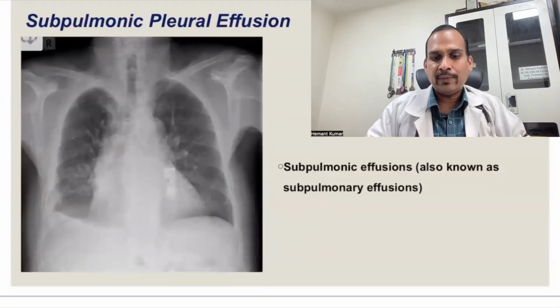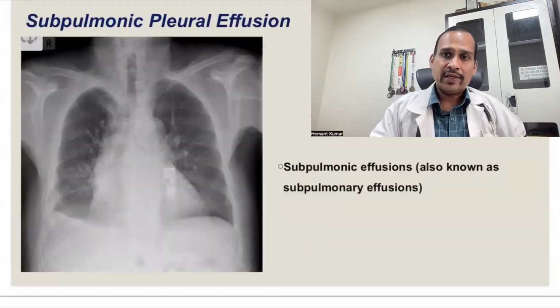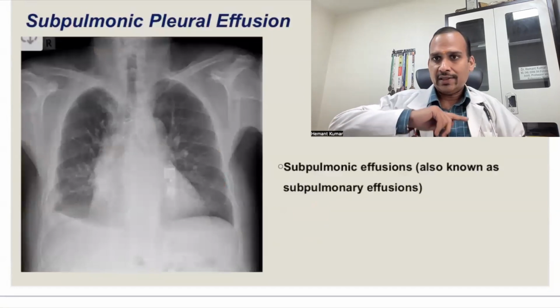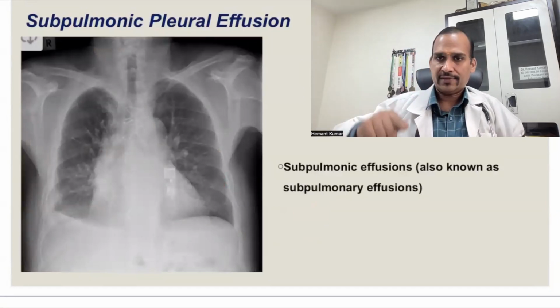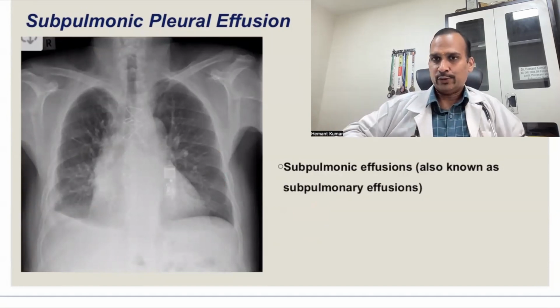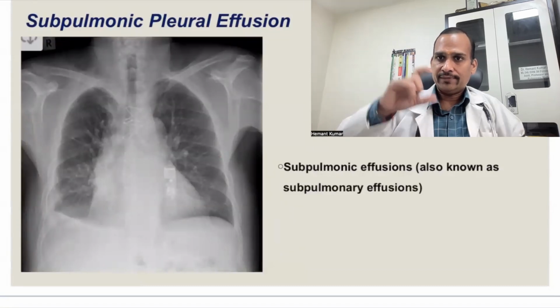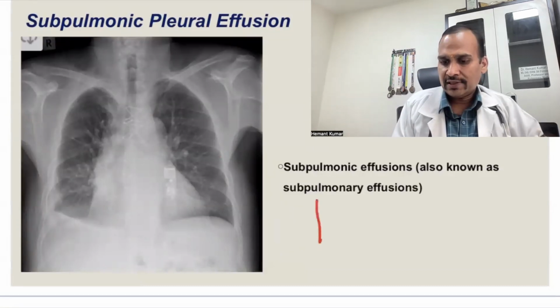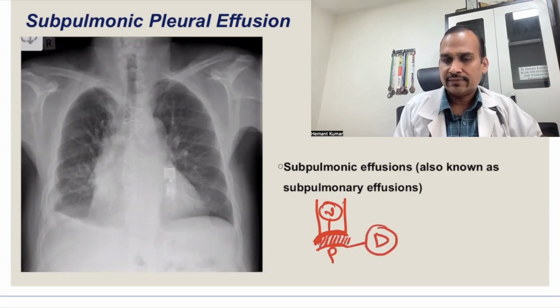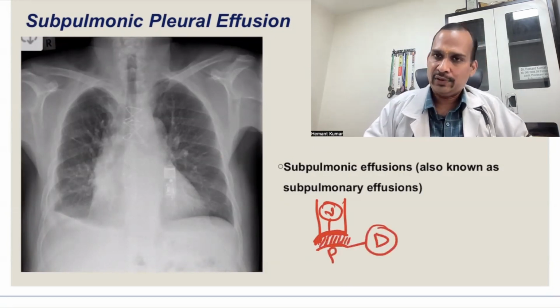Now, what is subpulmonic pleural effusion? As I told you, the pleura covers the whole lung surface, and the pleura is there on the diaphragm also. So whenever fluid collects between the diaphragmatic pleura and the lung, this is the lung, this is the diaphragm. This is the visceral pleura, which is attached to the lung surface, and this is the parietal pleura, which is attached to the diaphragm. If fluid collection is here, this is called subpulmonic pleural effusion.